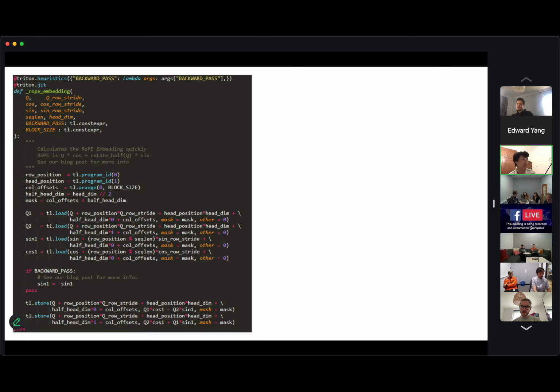I just noticed that when you do the rotation, rotate half, which is in Hugging Face, the derivative of the matrix is just the minus of the sine, which is very interesting. Essentially the derivative is just changing the sign of the sine. Change the sign of the sine.